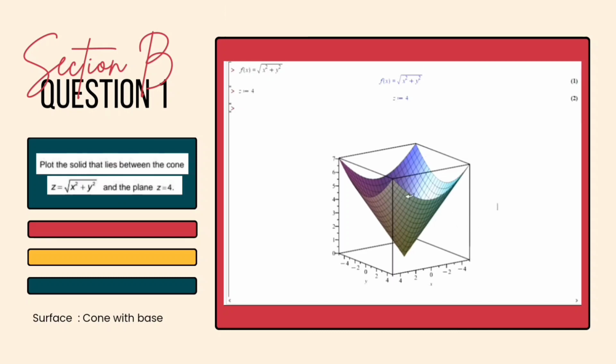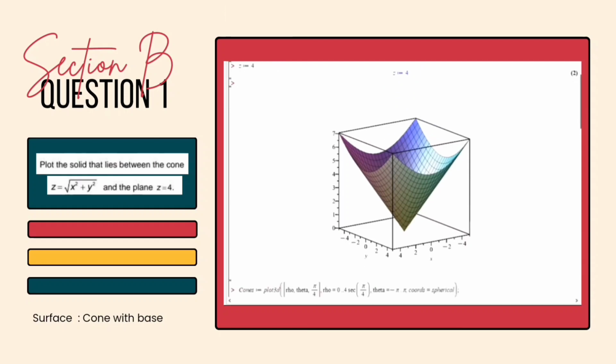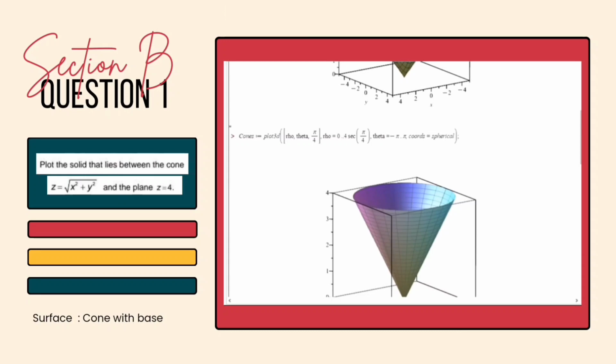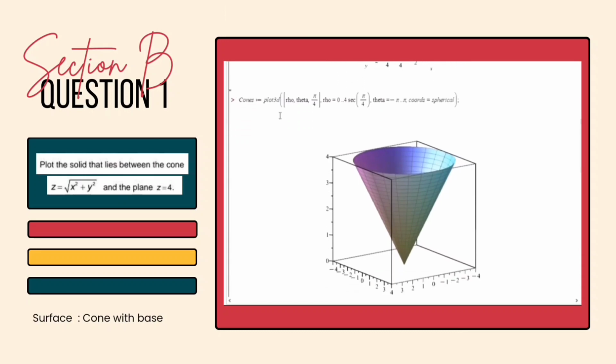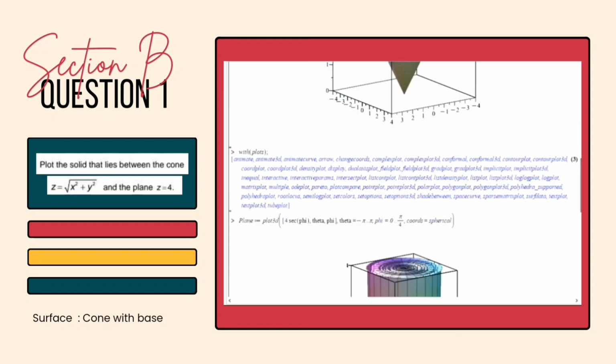To plot the graph, you need to insert plot and then 3D. Then you drag the equation into the box and the diagram will come out. And then we use the commands of cones, which cones equals to plot3d, bracket, square bracket rho, theta, pi over 4, close bracket, rho equals to 0 until 4 secant pi over 4, theta equals to -pi until pi, which coords equals to spherical. And this is the diagram that will came out.